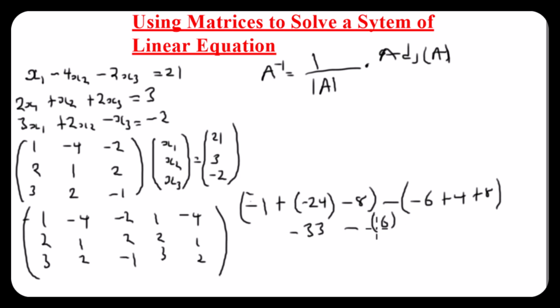Okay, we have just 6. So minus 33, minus 6. So that's minus 39. So my determinant is negative 39. So I can clear this part now and then try to find the adjoint of the matrix. I hope the method I use is quite clear.